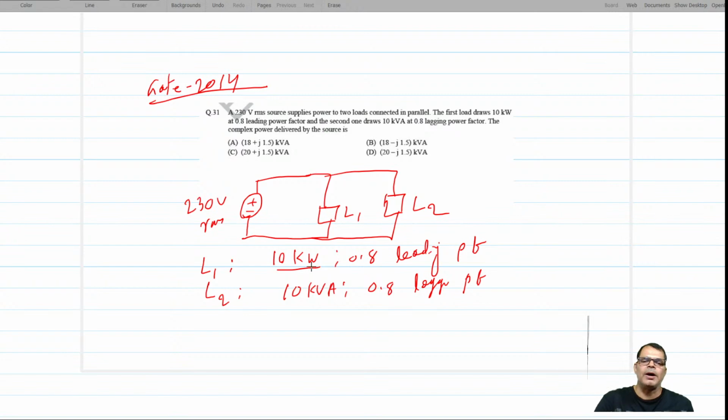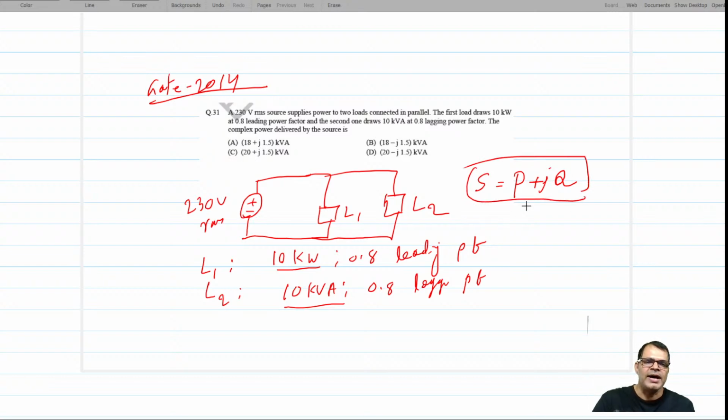One has been given the average power. The answer is to be delivered by the source, in the form P plus jQ. In this form we need to find it out. So first we convert to complex power for load 1, then complex power for load 2.